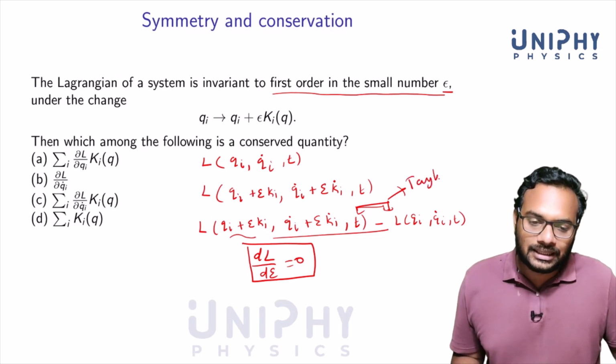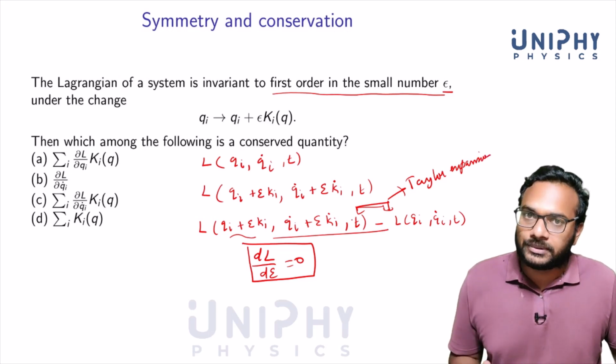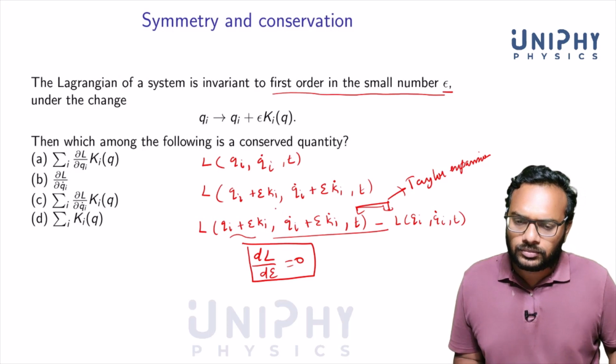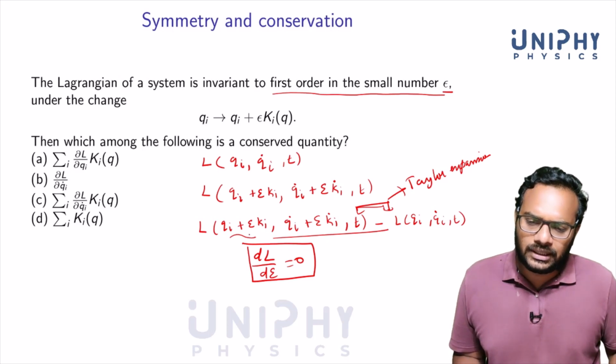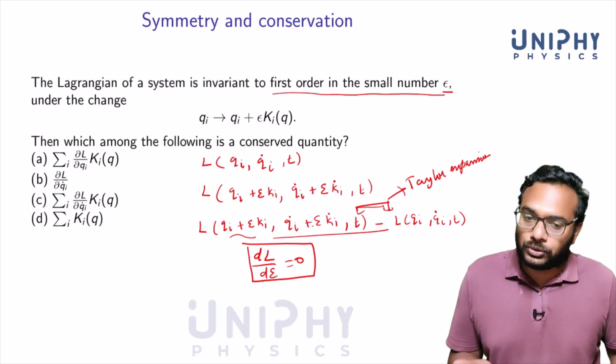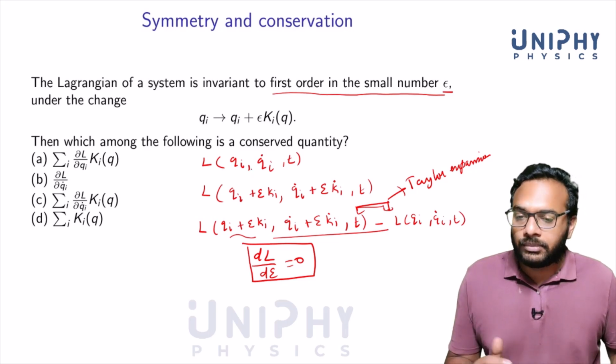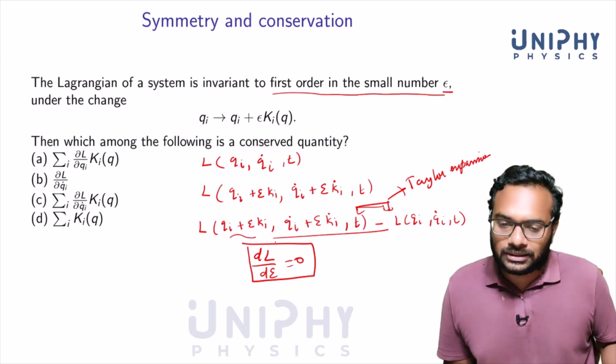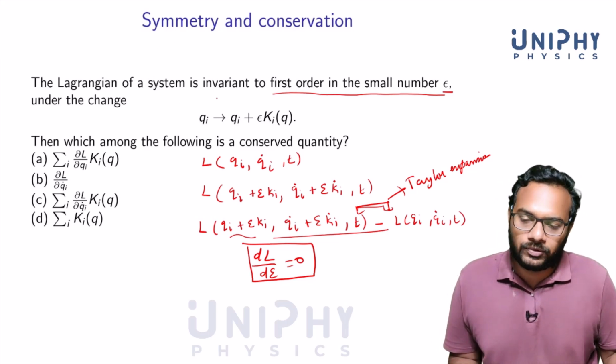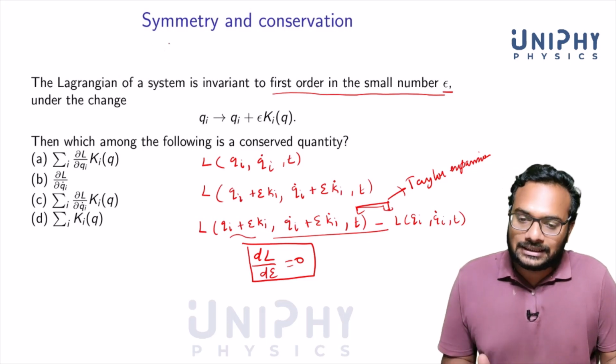You make a Taylor expansion, and demand that the term proportional to epsilon is equal to 0. So that's not very difficult. When you make a Taylor expansion, you keep only terms up to the first order, because we are not worried about the higher order terms. I'll just give you a hint. You can do it as homework, just to convince yourself that it's exactly the same.